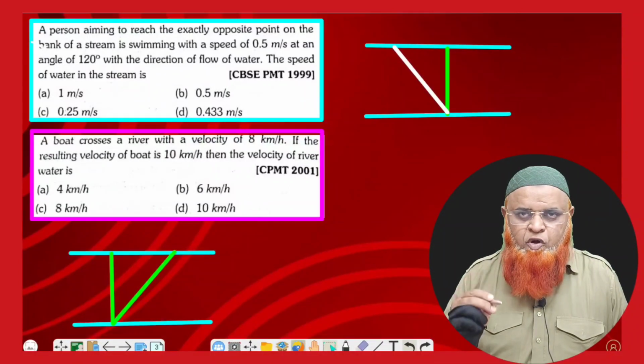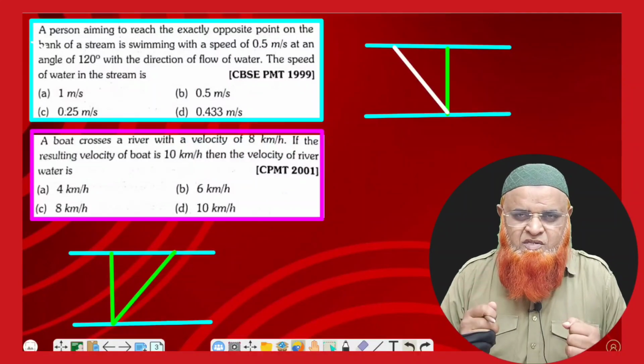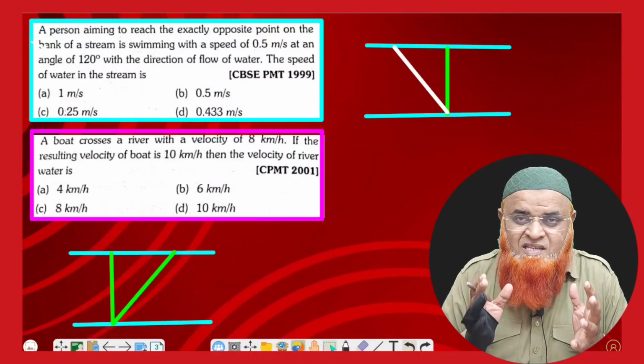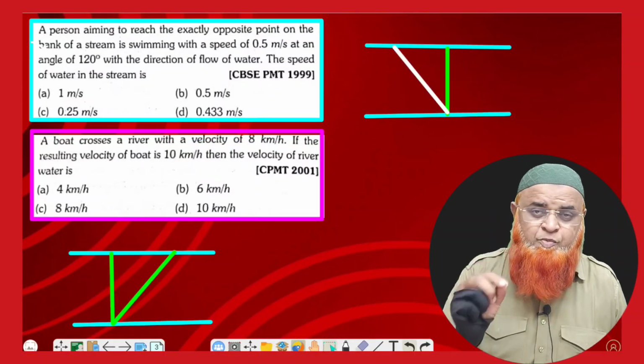My dear students, what is the simple logic to solve these problems of boat and river relative velocities? Here you should first of all decide whether it is the shortest time or shortest path. That is the first point here.